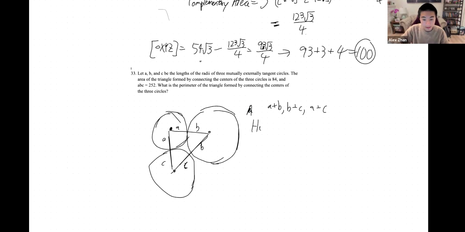Why is my pen lagging? Oh. But then we apply Heron's formula. Oh my God, it's lagging. Sorry, give me a moment.